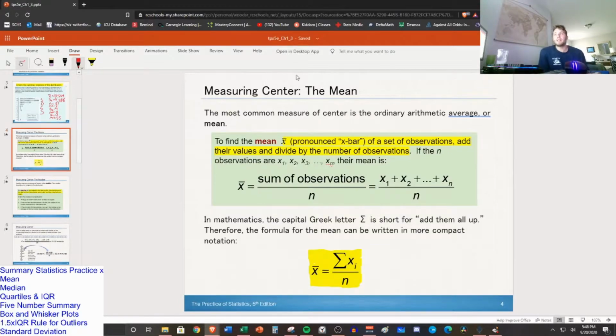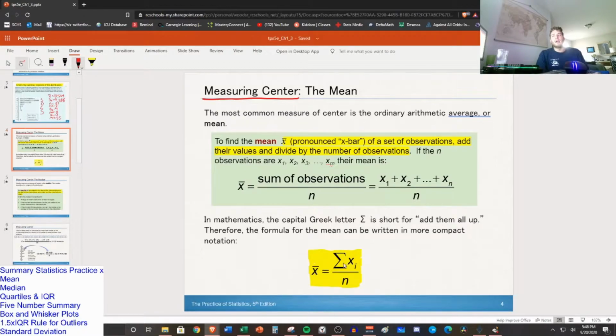So I forgot to say this, but above where you are writing this definition for mean, I want you to write measuring center. Okay, so measuring center, that's what we're talking about in this section of the notes. So measuring center, we start with the mean. Mean is going to be a measure of center.